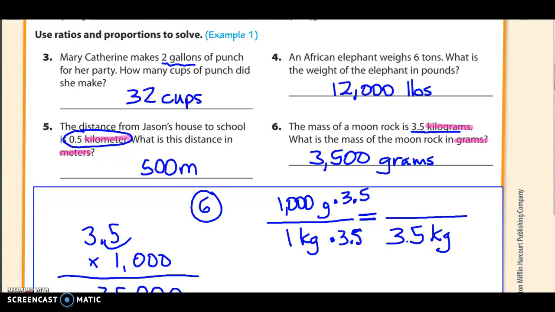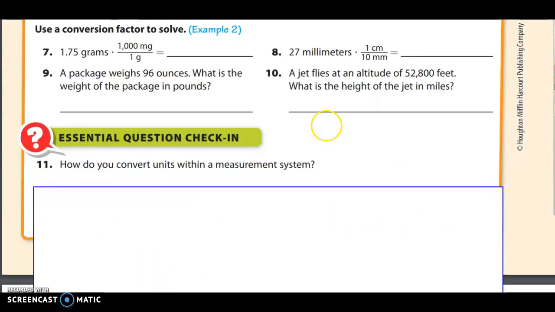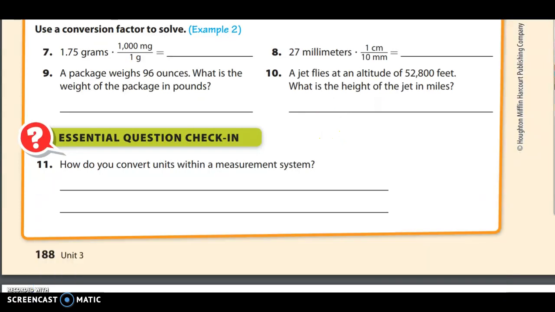All right, let's reset our page because we're getting ready to start a new section here. So we're now on those somewhat tricky problems where it says use a conversion factor to solve. On the first two, because they set it up for us, I'm just going to use the conversion factor. On the next two, I'm probably going to set up equivalent ratios because I think it's a lot easier that way. I'll let you choose which way you want to solve these.